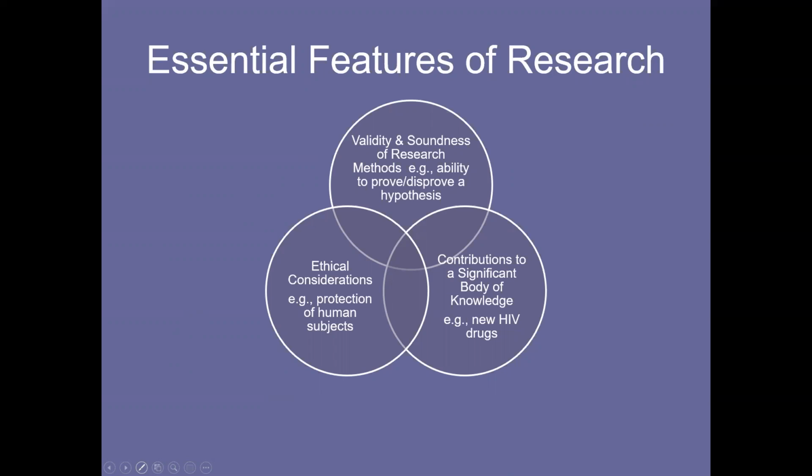Another essential feature of research is looking at ethical considerations, so human subject protection, which really is the focal point of this presentation. Another feature would be, does the research contribute to a significant body of knowledge? Is it a new drug, a new respiratory drug, a new HIV drug, etc.? So these are the main components of research, and we're going to be focusing on the ethical considerations in the lower left-hand side of this Venn diagram.